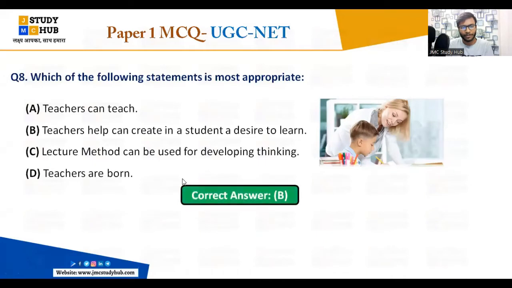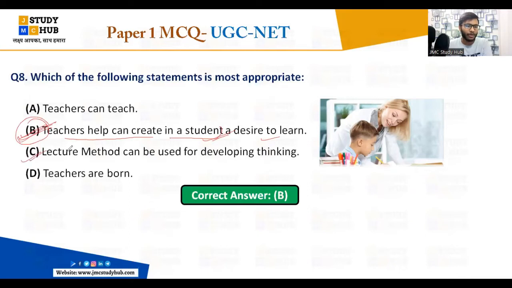Yes. So the right answer here, how are you making mistakes? Okay, this is the correct answer, the most appropriate one, right? All are right, but the most appropriate statement here is B: teachers help create in a student a desire to learn, right? You can see how teachers help a student develop the desire to learn. This is the motivation from the teachers to the students, which will increase learning. So the most appropriate statement is B, not C.